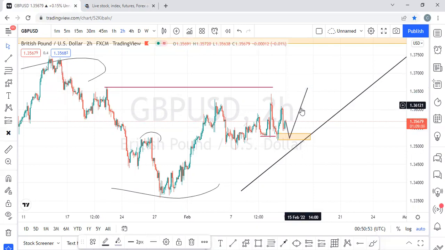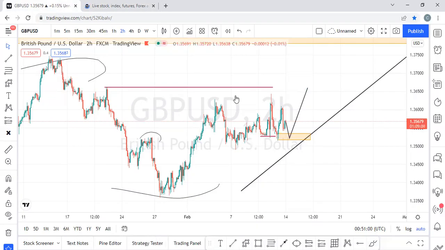So that is it for GU. I'm doing something about that. This was not on GU. So I'll be copying this trade idea now and I'll be posting it in the Telegram channel.